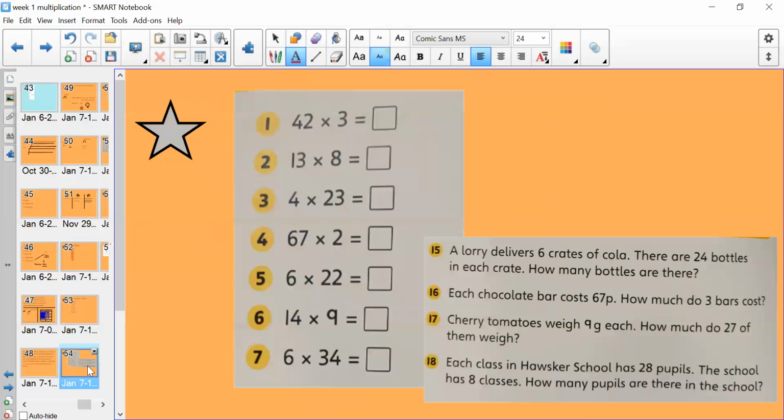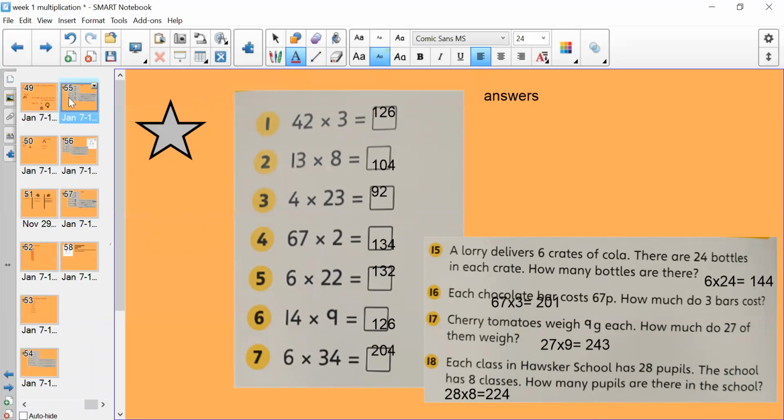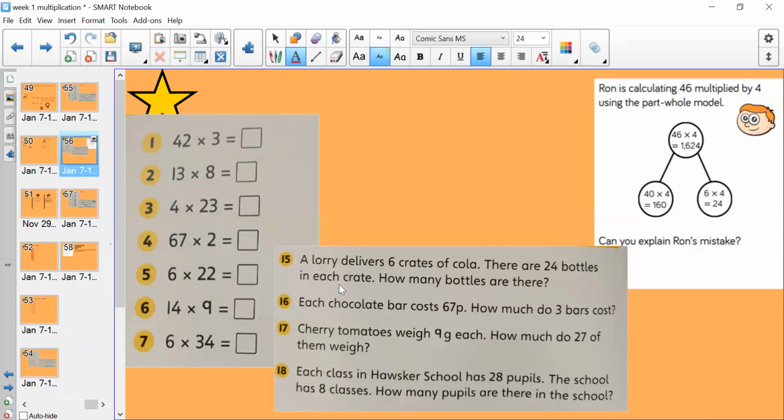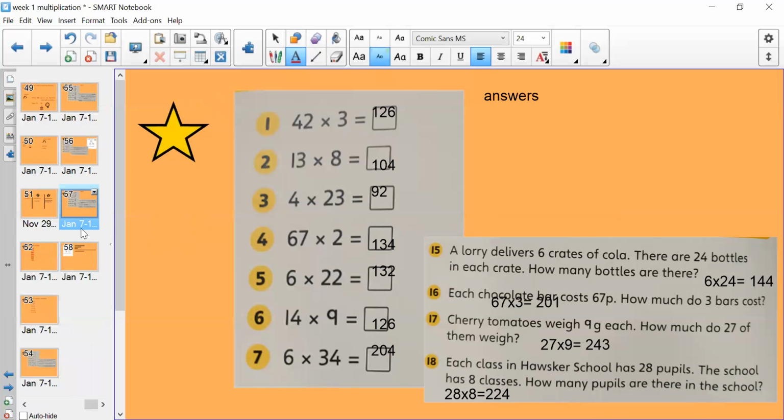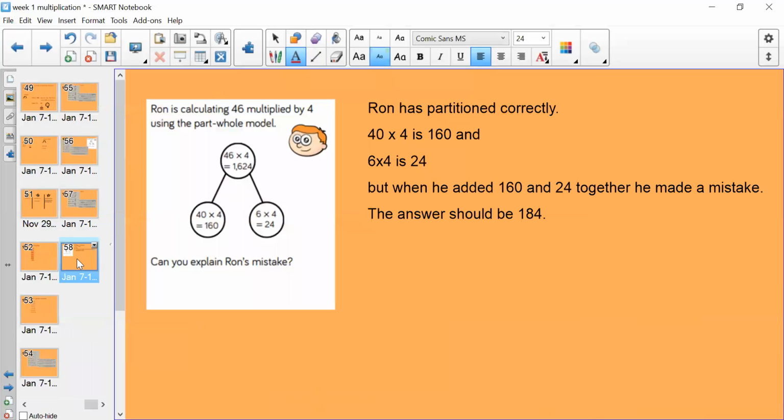And then the silver challenge is working out these multiplication sums using the partitioning method, and then there are 4 word problems for you to work through. And then the answers will be on the next slide. And then the gold challenge is the same questions as silver with an extra reasoning question. And the answers will be on the next 2 slides. So what you're going to need to do now is go back in the video to where your challenge is, what you're going to choose, and pause the video there.